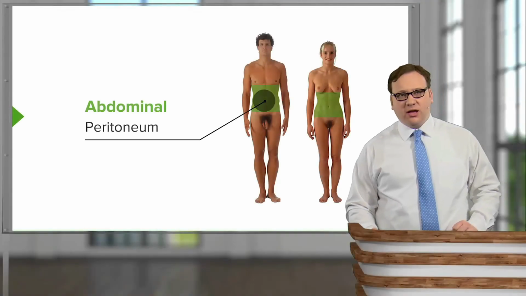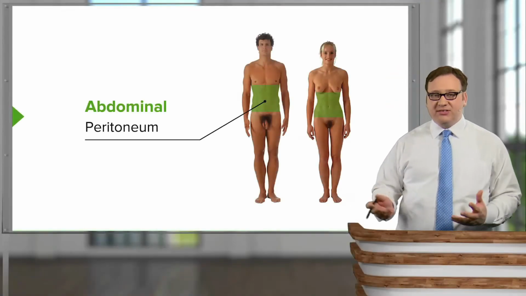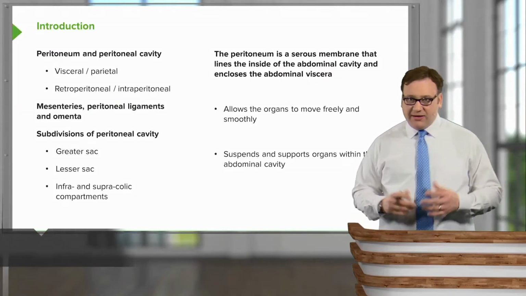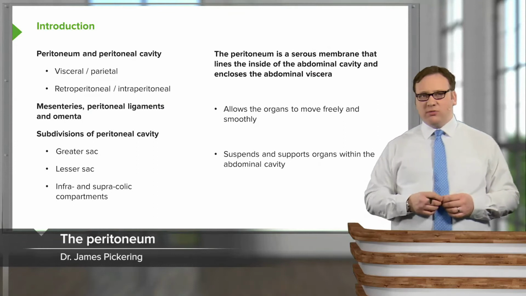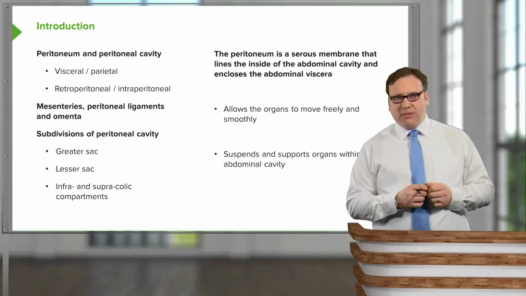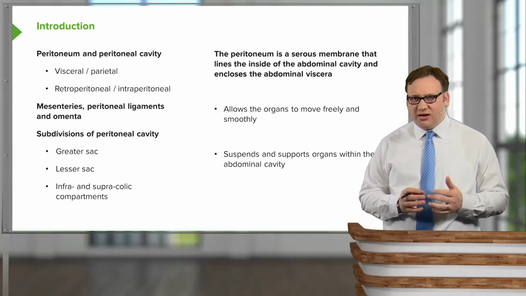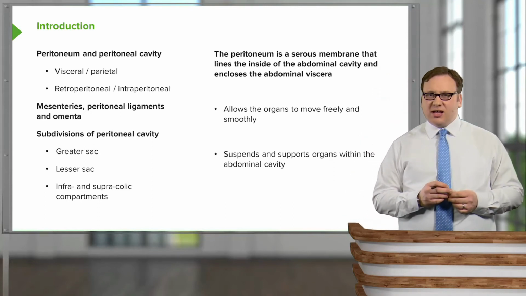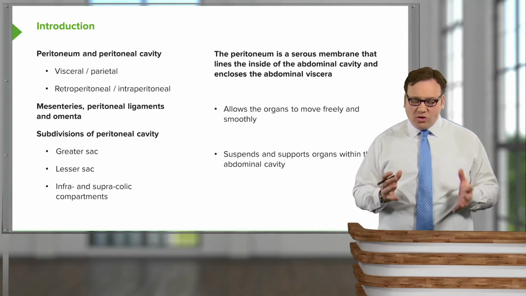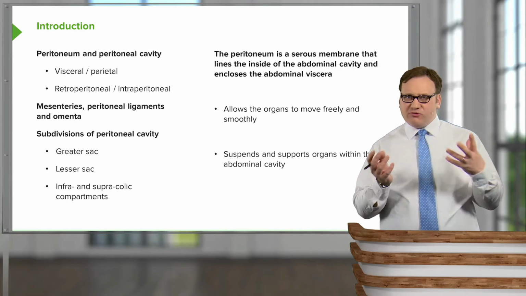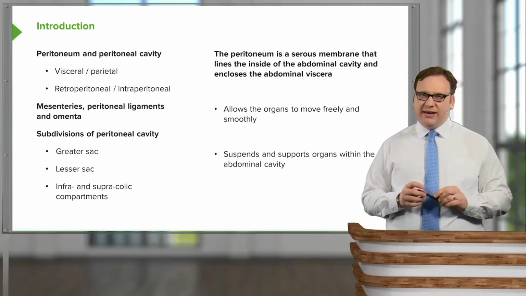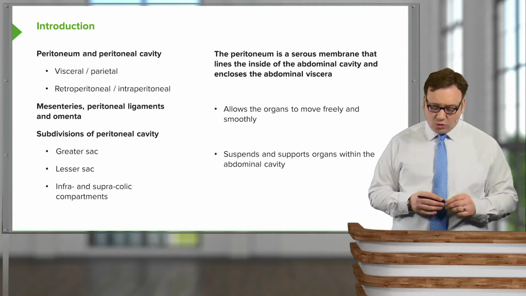In this lecture, we're going to move on to the peritoneum and the peritoneal sac. The peritoneum and the peritoneal sac, or the peritoneal cavity, is a really important serous membrane that lines the inside of the abdominal cavity, and it encloses the abdominal viscera. It allows the organs within the abdomen to move freely and smoothly. And it's also important in suspending and supporting these organs.